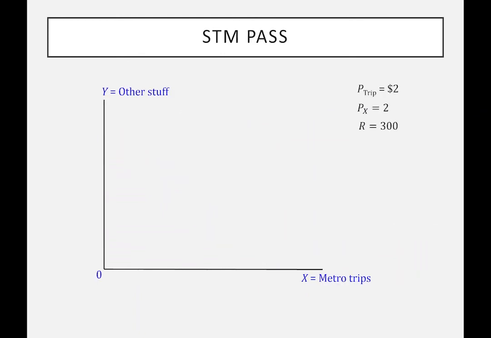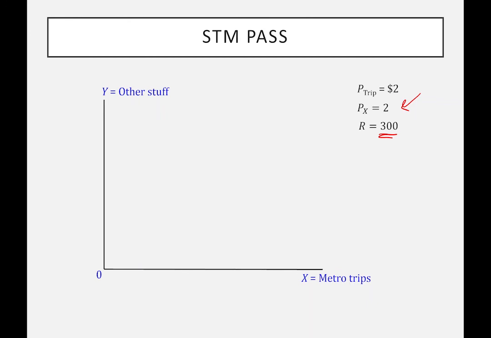I want to finish with this last idea here. This is another example. Imagine that you can buy an STM Pass. Well, let's first of all start with the idea that you have $300. Let's say a student has $300 available as their disposable income for 1 month. And let's say each trip on the metro costs $2. So I've put it down here, and I've got X as the number of metro trips. Now, on Y, I've got all the stuff you can purchase except for metro tickets.